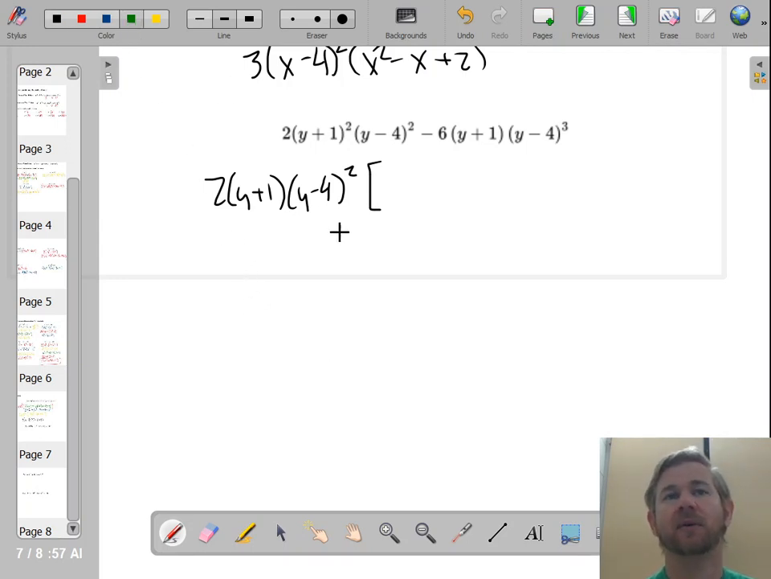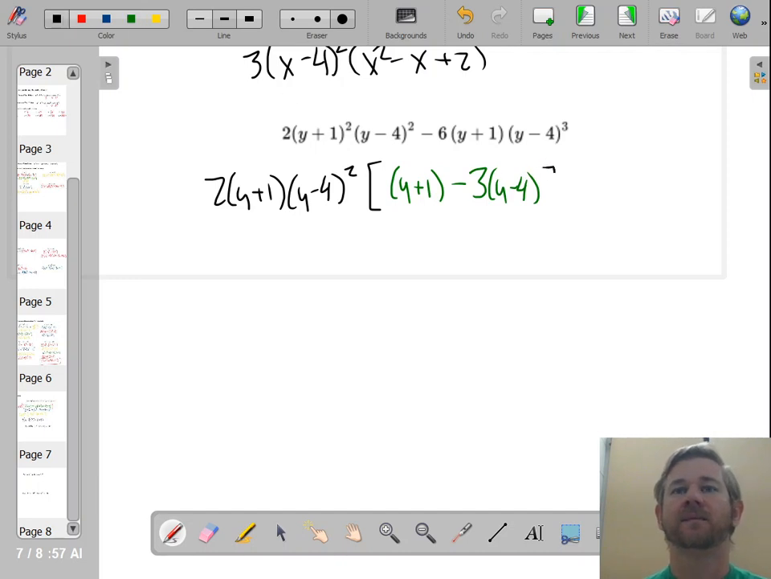Now I'm going to figure out what I'm missing. So I factored out the 2. I factored out one of the y plus 1s, but I need another y plus 1. And I factored out both the y minus 4, so I'm good. Minus 2 times, what gives you 6? 3. Y plus 1, factored it out. Y minus 4, I need another one. Because if you multiply this times 3 times y minus 4, you will get this whole thing.